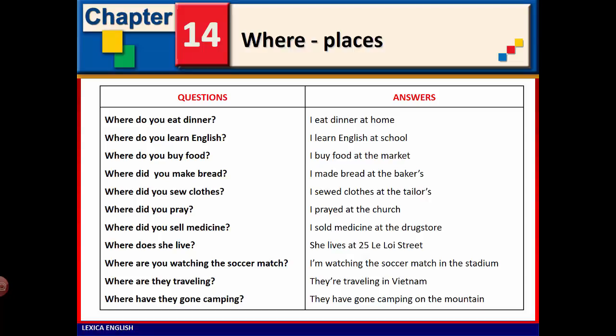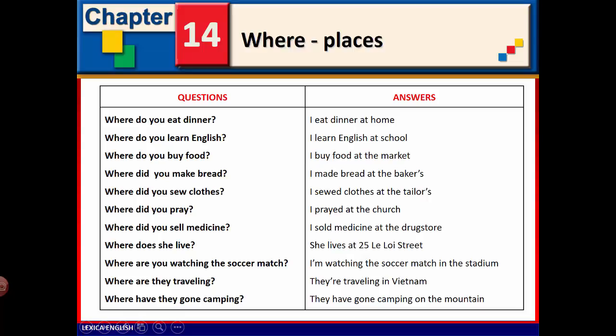Where did he sew clothes? He sewed clothes at the tailor's. Alright, now you ask, I answer. Last, pray. You say, where did you pray? I pray at the church. Next. Where did you sell medicine? I sell medicine at the drugstore. Where does she live? She lives at 25 Lillard Street.